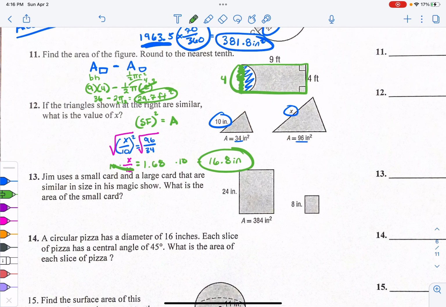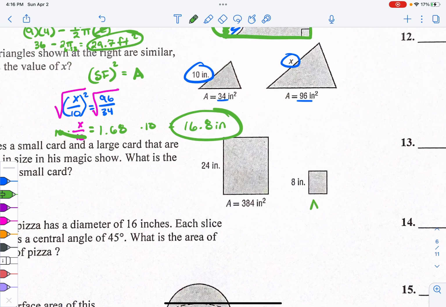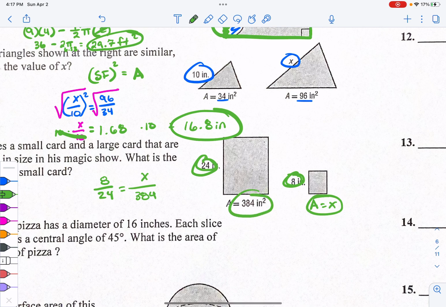Number 13, it's the same thing again. If I'm trying to find the area over here, we can call that guy x, okay? So I'm going to say x over 384 is equal to 8 over 24. It's just like setting up a proportion, right? Except this guy I have to square before I get the area. To get the area, you take the scale factor and you square it. So I'm going to take 8 over 24, and I'm going to square it.